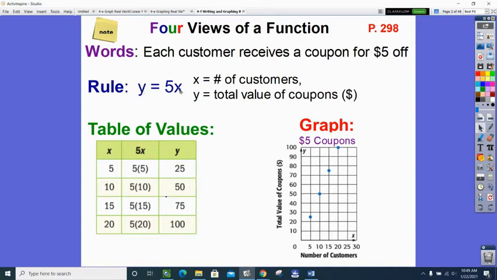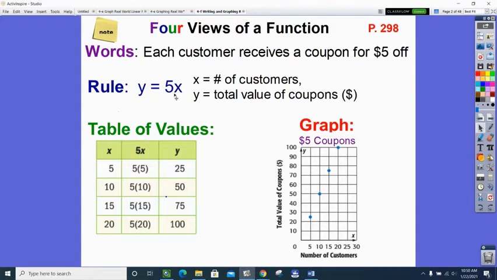So if there's only one customer, 1 times 5. Now, if there were 2 customers, you know, that would be $10 off total. If there are 15 customers, 5 times 15, it would be 75. So again, we take the words, we change it to a rule. When we write a rule, we define our variables. There's 2 of them now.